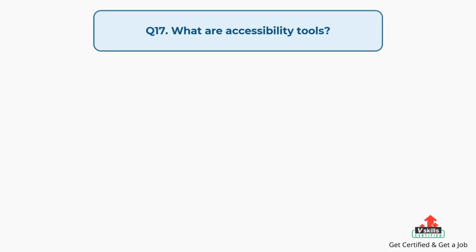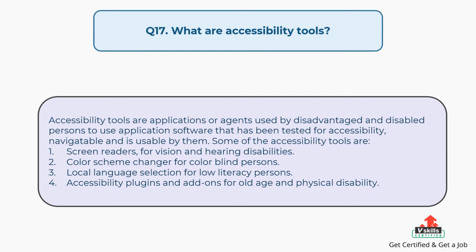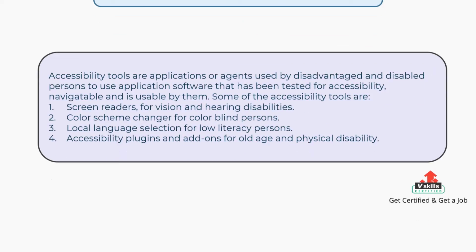Question number 17. What are accessibility tools? The answer is accessibility tools are applications or agents used by disadvantaged and disabled persons to use application software that has been tested for accessibility, and is navigable and usable by them. Some of the accessibility tools are: first, screen readers, for vision and hearing disabilities. Second, color scheme changer, for colorblind persons. Third, local language selection, for low literacy persons. Fourth, accessibility plugins and add-ons, for old age and physical disability.